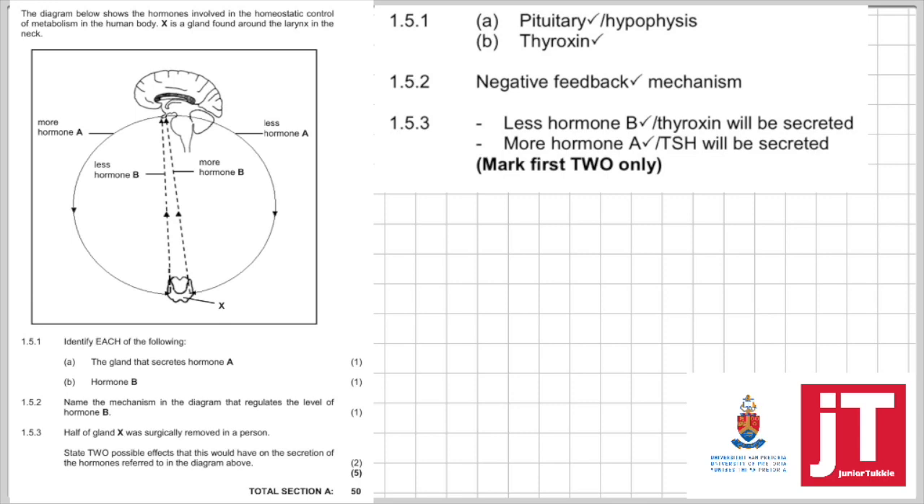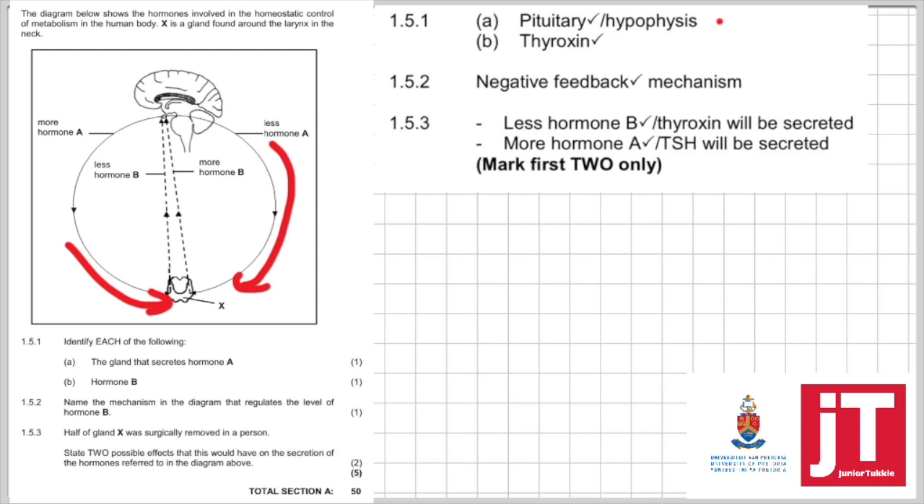What gland secretes the hormone A? Now, if you look at A, can you see A is going to have an effect on this gland here in the neck? So that gland that secretes this hormone that acts on the thyroid gland can only be the pituitary gland or the hypophysis.